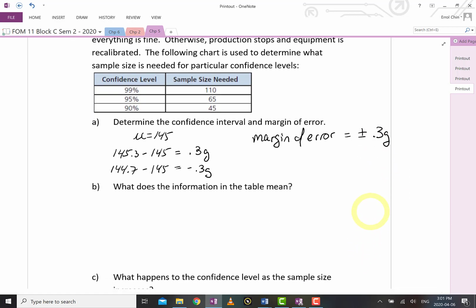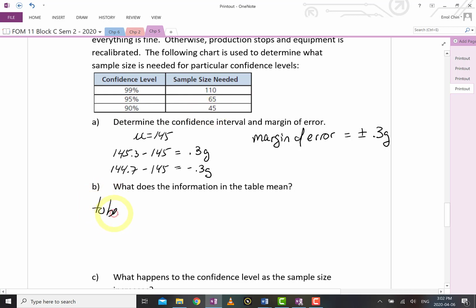Part B says, what does the information in the table mean? Well, if you want to be absolutely sure that your machine is producing baseballs that are 145 grams, you want to be confident 99 out of 100 times that you do a sample run, you're going to need to sample 110 baseballs. If you're willing to stop production every once in a while, and you want to be confident only 95% of the time, then you don't need to sample so many baseballs. You only need 65. And if you only want to be confident 9 out of 10 times, that means you're going to have to stop production a little bit more frequently, while you only need to sample 45 balls.